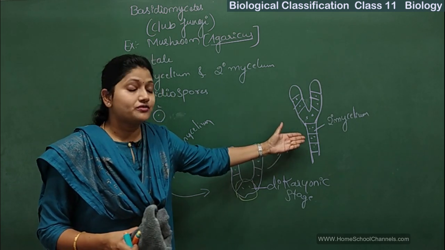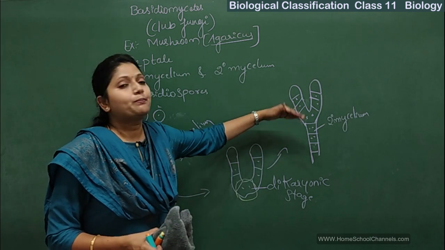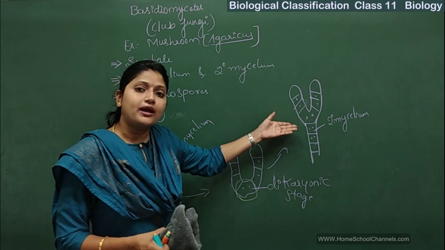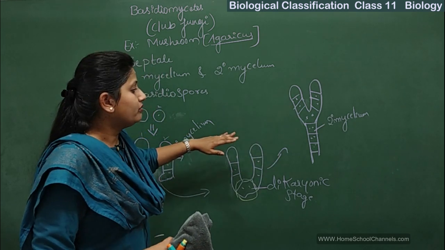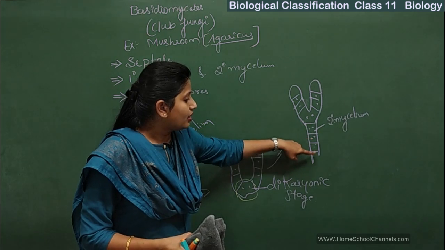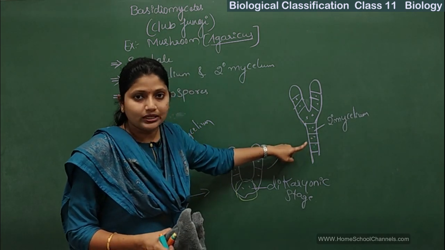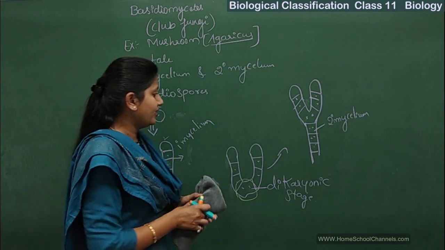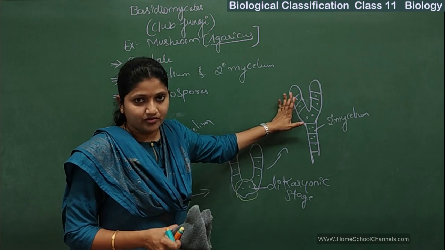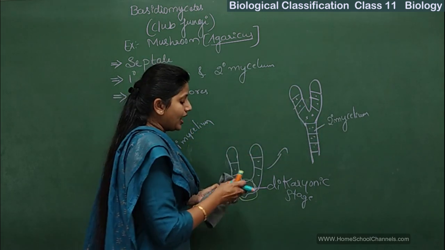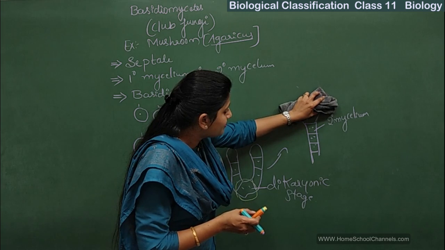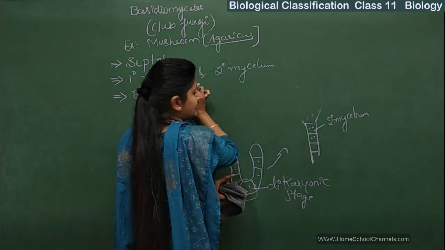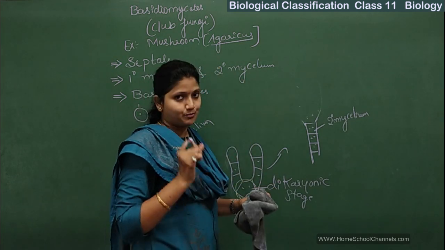So after the formation of secondary mycelium, usually the primary mycelium will degenerate. In the next part, the reproduction, we will just draw the secondary mycelium only, and we will continue the reproduction. How exactly does that happen? So remember this structure. You have to remember this structure, and I am not writing the primary mycelium part. We are only taking the secondary mycelium, and we will start the reproduction now.